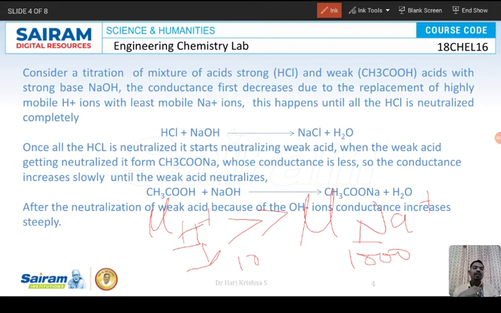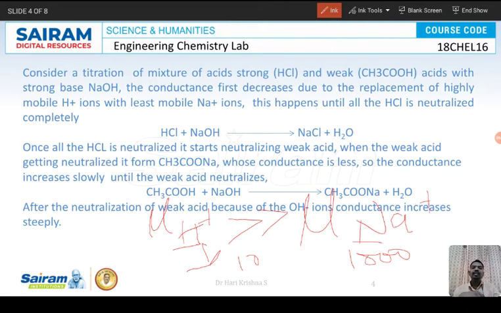So it's the other way around. If the H plus ion is more and Na plus is less, then conductance will be more. So conductance always depends upon the concentration of the higher mobile ion. That implies if the concentration of higher mobile ion is high, conductance will be high. If the concentration of higher mobile ion is low, conductance will be low.